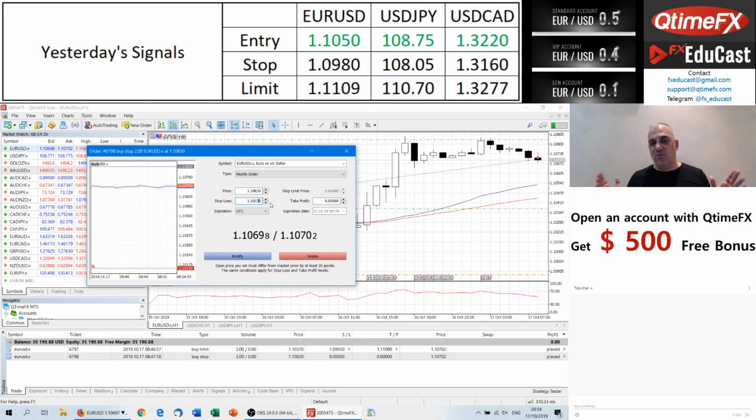As you can see, guys, we are long from two different levels, but the stop and limit are not the same. Why is that? That's a very good question. If the technical analysis is pointing in this direction, why are we having two different stop levels or limit levels for two positions on the same currency? Well, that is because risk management is very important.